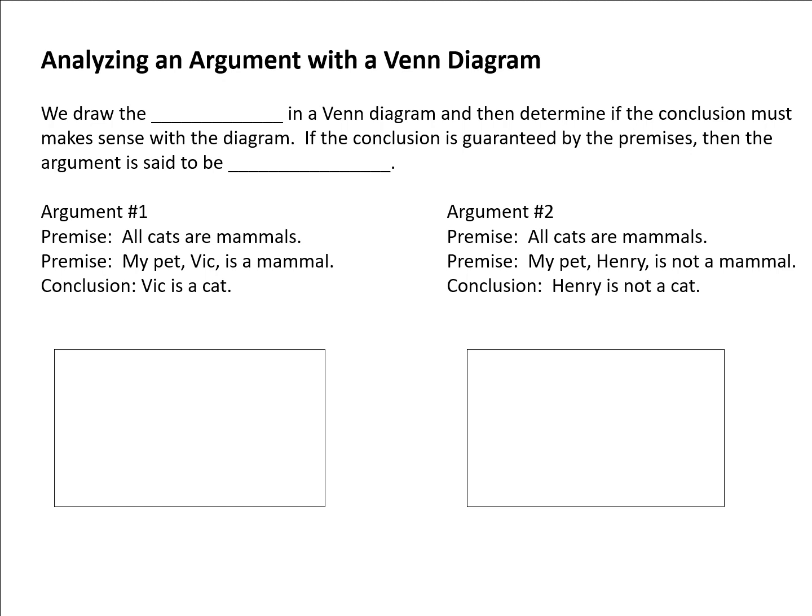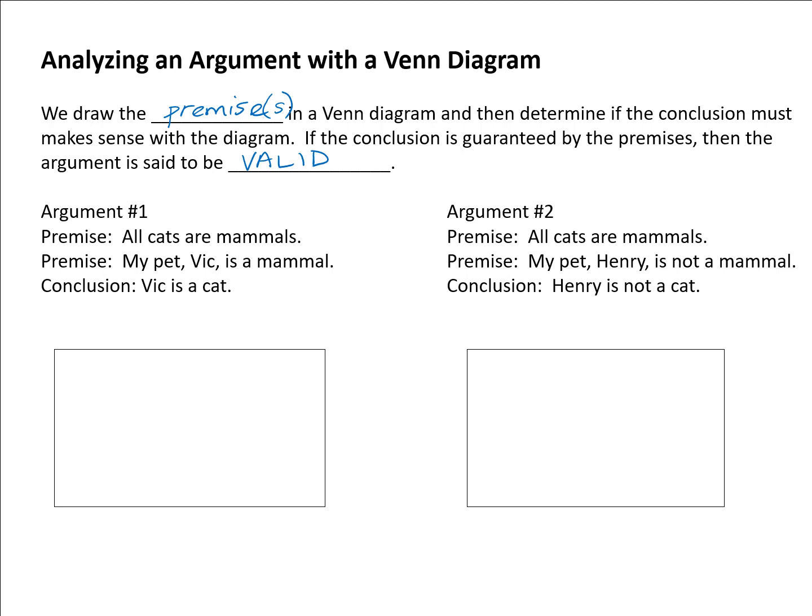Next, let's use these pictures to analyze arguments. We can draw the premises of an argument into a Venn diagram and then determine if the conclusion makes sense with that diagram, if the conclusion is guaranteed by the premises. So if the conclusion must follow based on the picture that you have of the premises, the argument is said to be valid. So a valid argument is one in which the premises guarantee the conclusion.